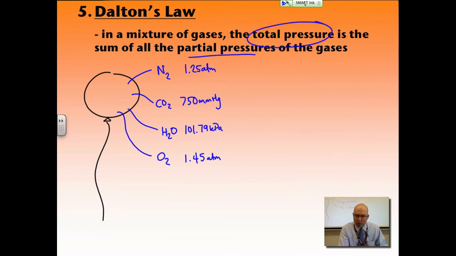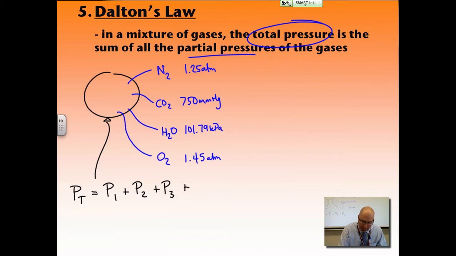If I want to know the total pressure, it's simply adding those all up. So Dalton's law basically is this: the total pressure is equal to all the partial pressures added up. Let's say you only had 3 there, you'd be done. If you have 4 in this situation, you'd add the 4th.